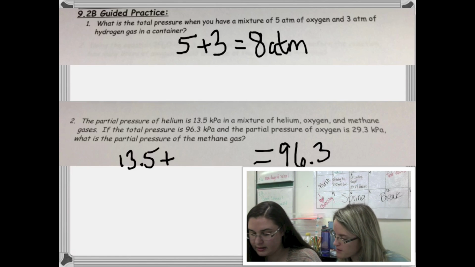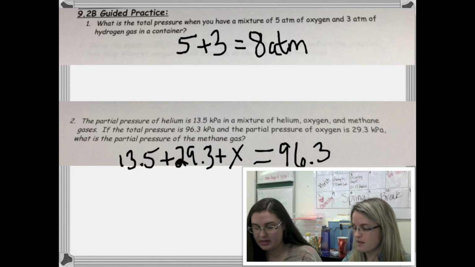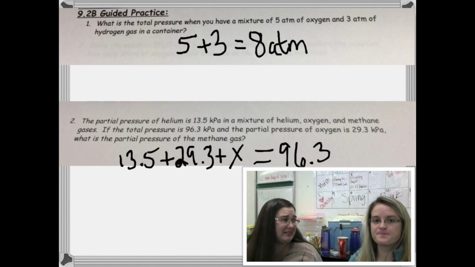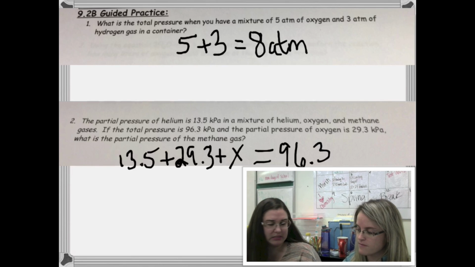I also have an oxygen pressure of 29.3, but it doesn't give me my methane. So I have an unknown. You can put an X, you can put a P for methane pressure, whatever. I need to figure out what's missing.